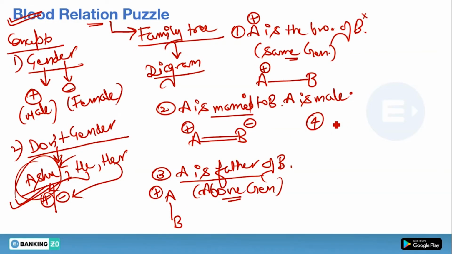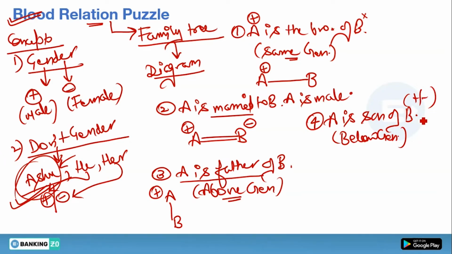And fourth point is A is the son of B. If A is a son of B, in this statement only A's gender is defined. So this statement shows below generation between A and B. Because we know that A is a son of B, so B can be father or mother. But we cannot tell whether B is male or female because it is not specified in our question. So we will not assume. If A is a son, it means A will go downside to B because A is a below generation person.